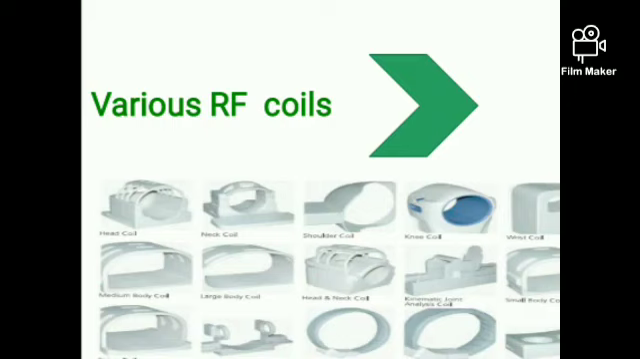We have phased array coils like the head and neck coil, meaning more than two coils will be connected here. Next we have small body coils. We have a coil for the TM joint, we have a breast coil. So these are all the various types of coils.